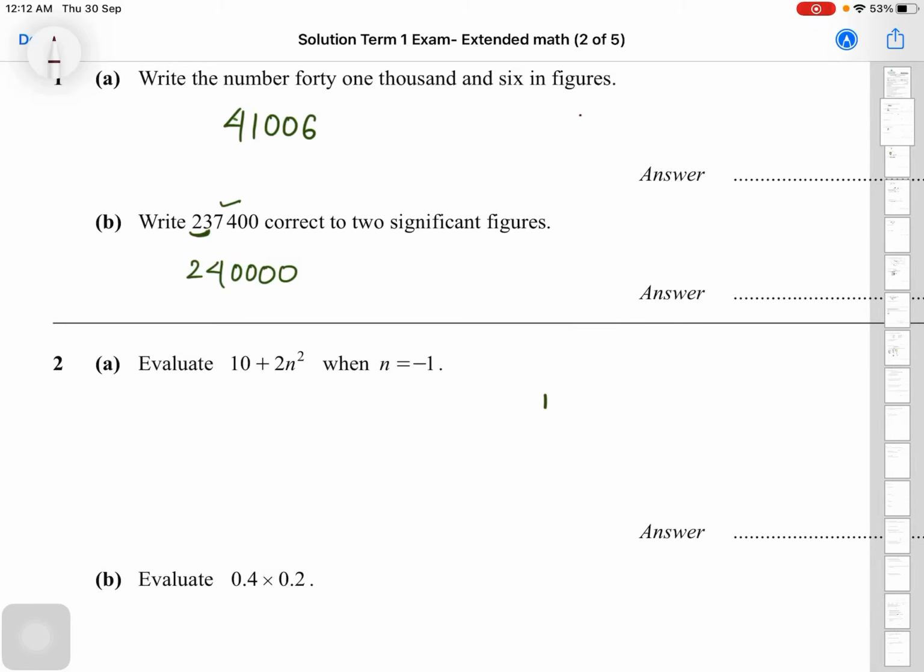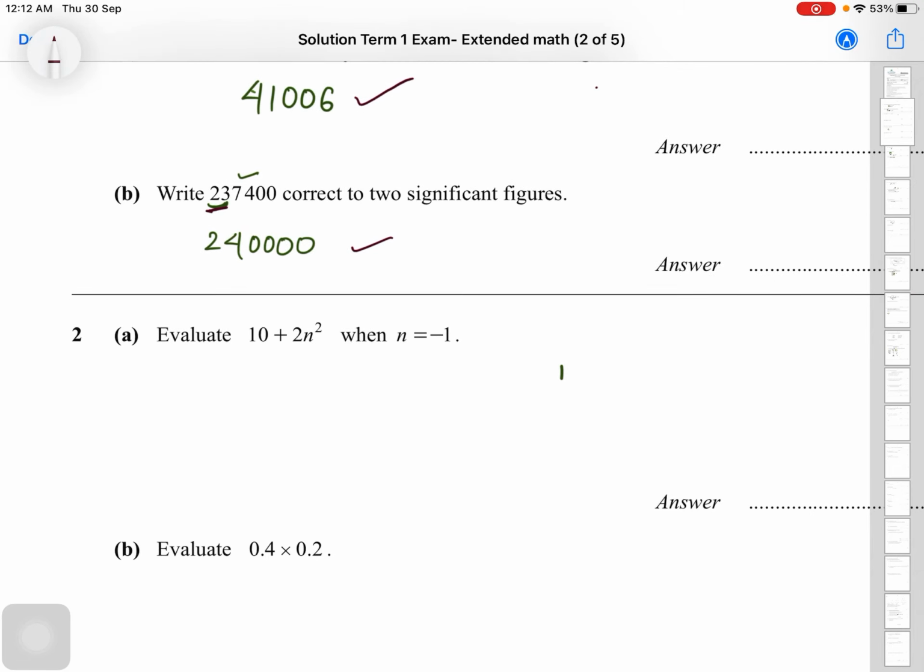Write the number 41,006 in figures. This is the answer. Write 237,400 correct to two significant figures. So two significant figures, this is the answer. After two significant figures, everything else is represented by 0.